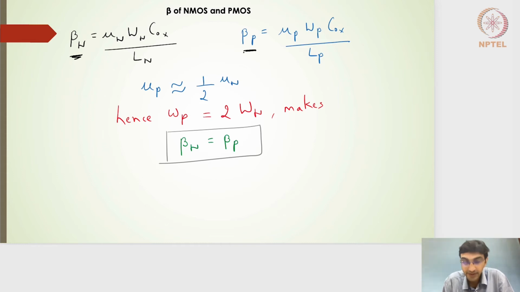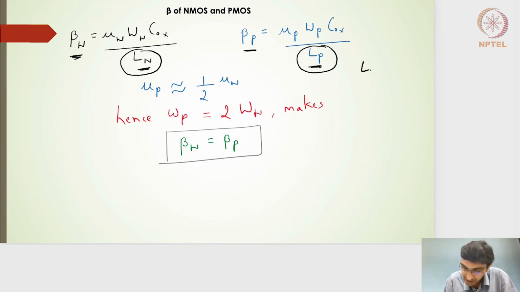Moving on, we had expressed the current equations in terms of betas, beta n and beta p. If I have a closer look at beta, it is nothing but mobility multiplied by the width of the transistor multiplied by C oxide, divided by L, which is the channel length. For a particular technology node, we are not going to change the channel length at all, so this remains constant. In fact, Ln and Lp will be the same, and the fabrication process doesn't allow us to change the channel length.